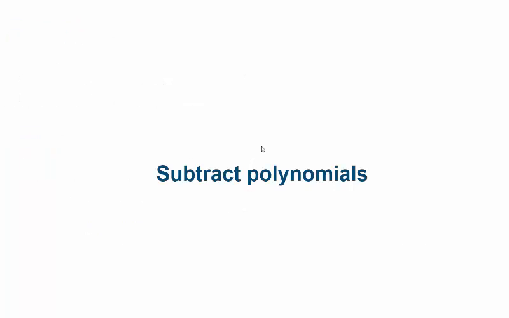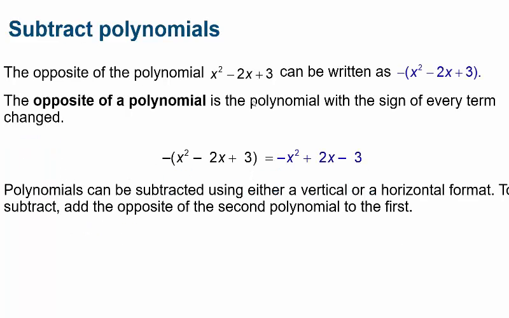All right, so now let's move on to subtraction. Pretty much the same concept. The opposite of a polynomial, like if you take x squared minus 2x plus 3, can be written with a minus in front. So minus of that is its opposite. The opposite of a polynomial is the polynomial with the sign of every term changed.